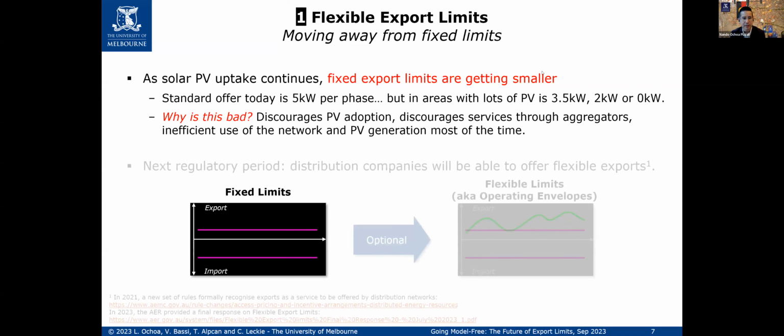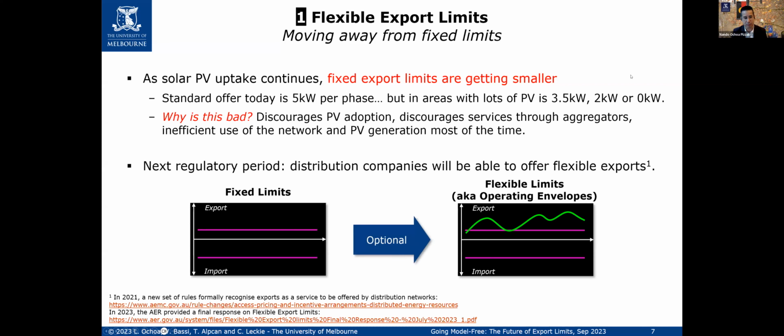So because of that, in Australia, the Australian Energy Regulator has already decided that distribution companies in their next regulatory period will be able to offer what we call flexible export limits. They are focusing on the exports right now because that's the largest problem in Australia. But eventually, the concept might also involve imports. Think of electric vehicles, right? So the idea is that instead of having these fixed limits throughout the day that all our houses have, we have a fuse there. We cannot go beyond that, otherwise our fuse opens.